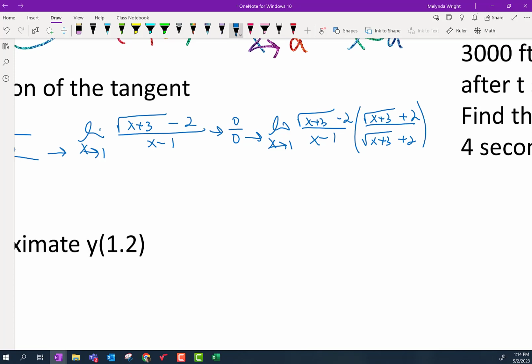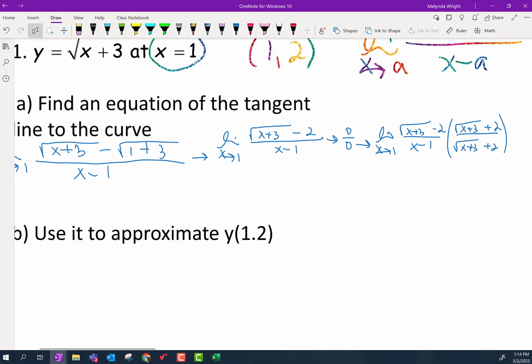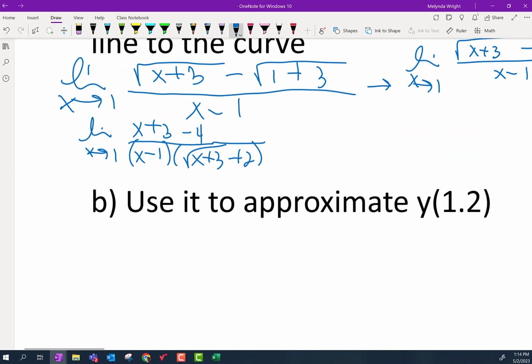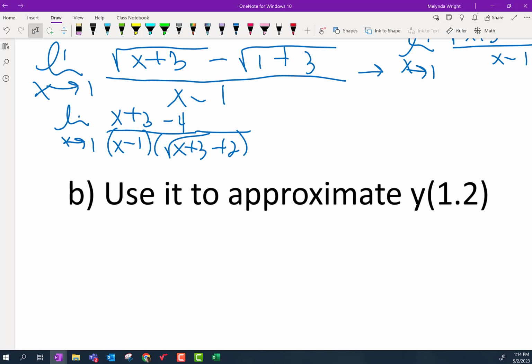So now let's multiply. We've got the limit as x goes to 1. The square root of x plus 3 times the square root of x plus 3 is x plus 3. Outside and inside go away. That's the beauty of the conjugate. Negative 2 times a positive 2 is a negative 4, over x minus 1 times the square root of x plus 3 plus 2. So that's where we are after multiplying.